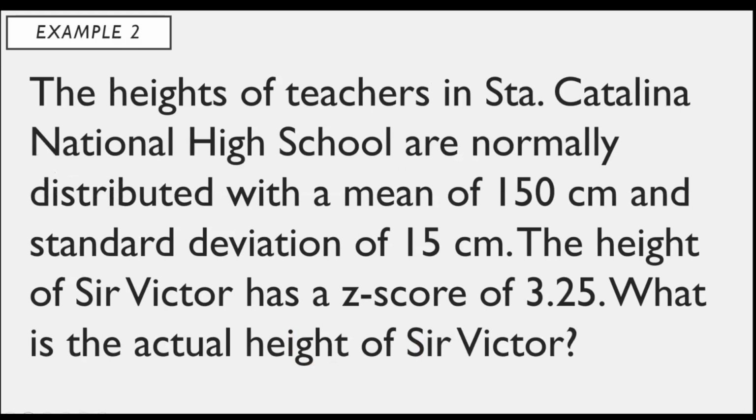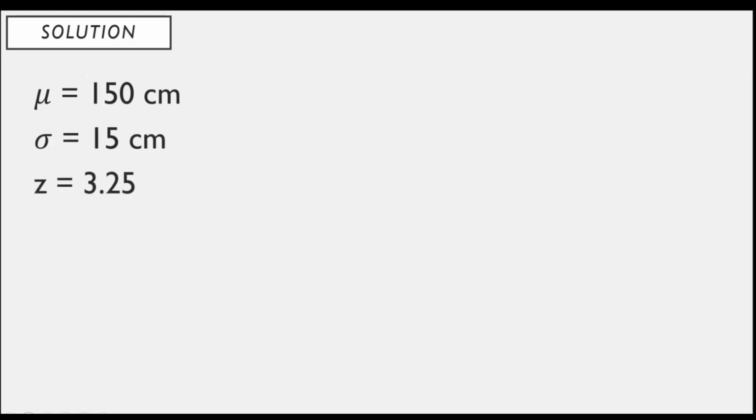The heights of teachers in Santa Catalina National High School are normally distributed with a mean of 150 cm and standard deviation of 15 cm. The height of Sir Victor has a z-score of 3.25. What is the actual height of Sir Victor? Given here, our mean is equal to 150 cm, standard deviation equal to 15 cm, and our z is equal to 3.25, and we're going to find the value of x.